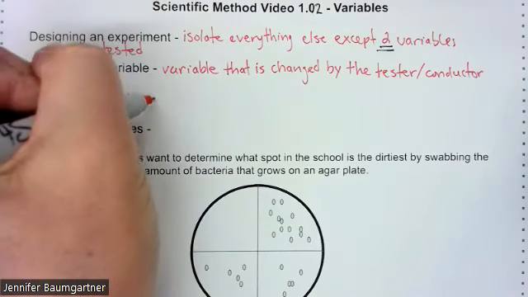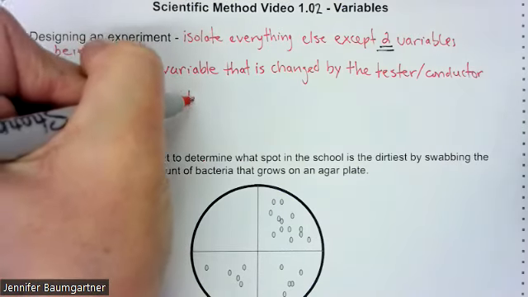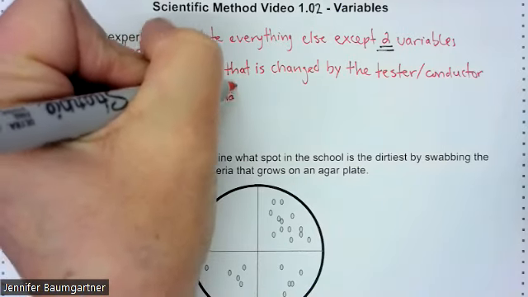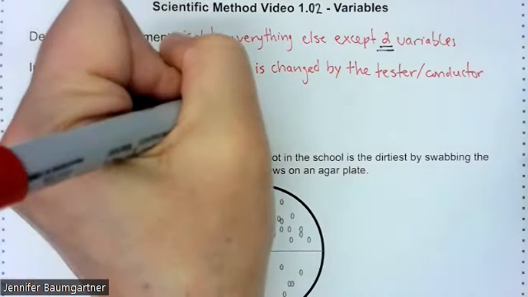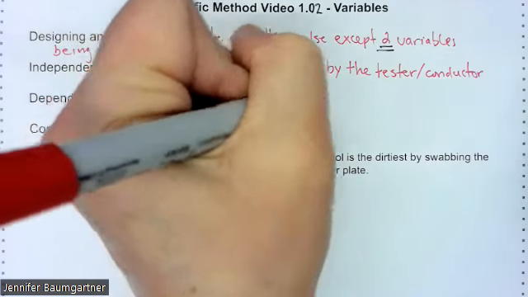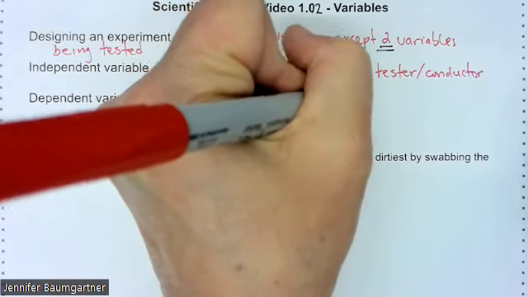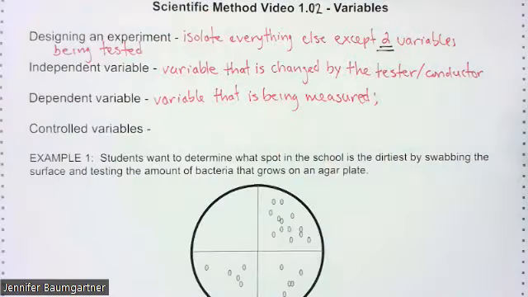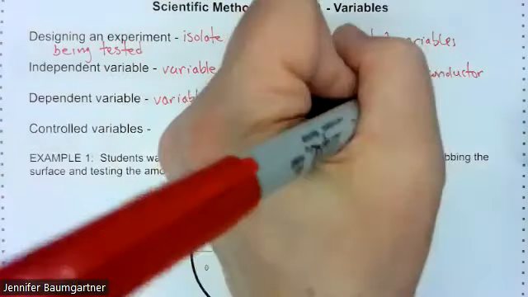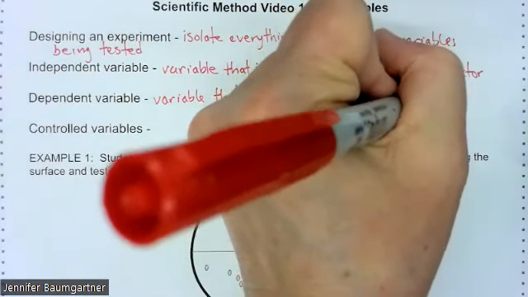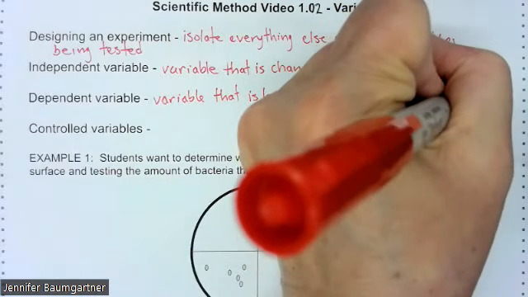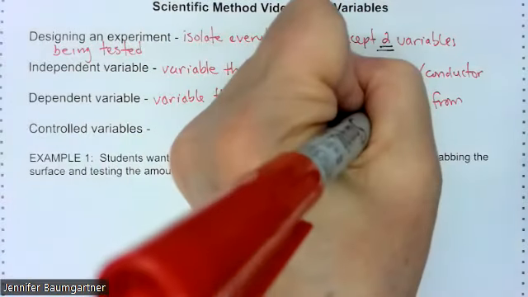So the dependent variable is the variable that is being measured. We could say it's the result of the independent. It results from the independent.